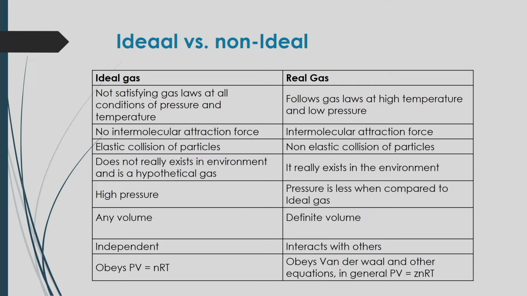Ideal gas is independent, whereas real gas interacts with others. Ideal gas obeys PV = nRT, the ideal gas equation, whereas real gas will follow other equations like the van der Waals equation and other equations of state. In general, you can express the non-ideal equation in the fashion of the ideal equation as PV = ZnRT.